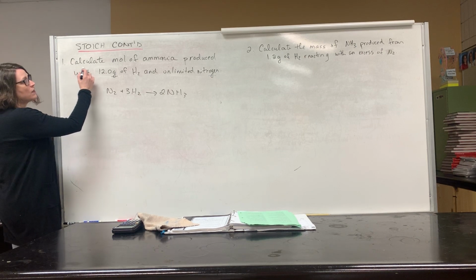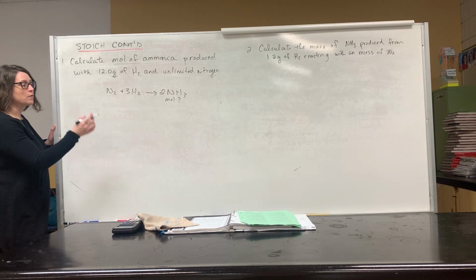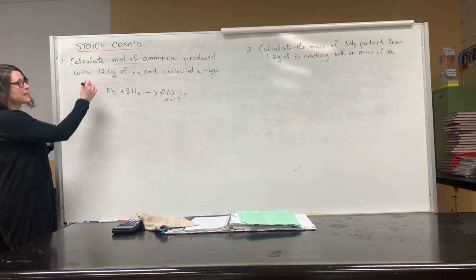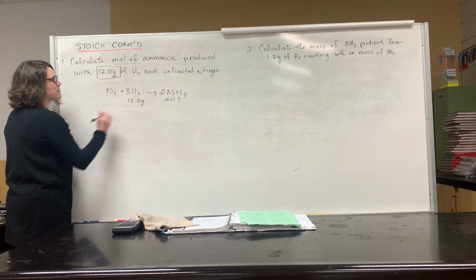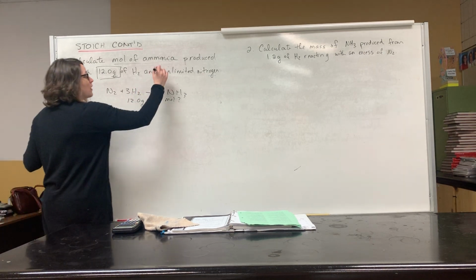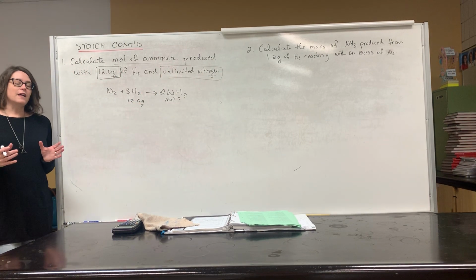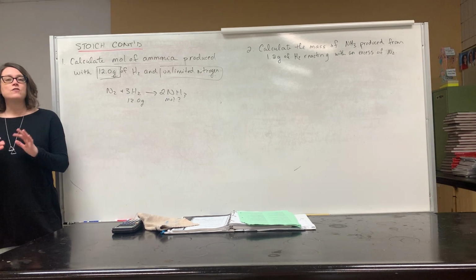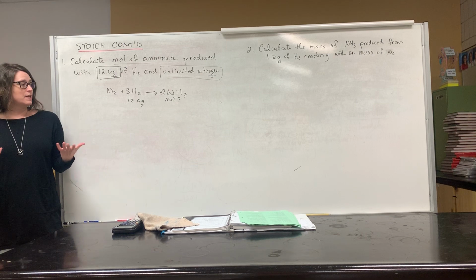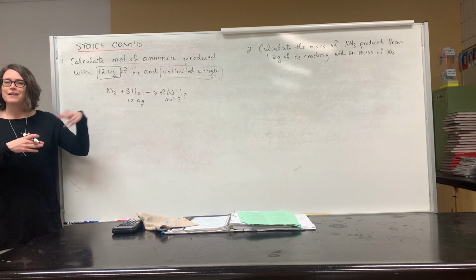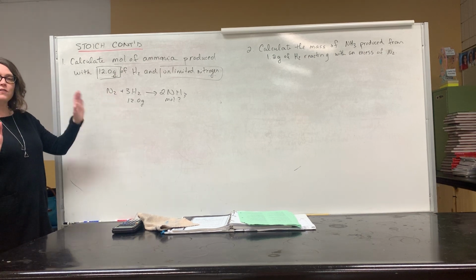So right away, calculate the moles of ammonia. So moles of ammonia is what you're looking for, moles question mark there. It tells you that you've got 12 grams of H2, so 12.0 grams here. Now the other part, you've got unlimited nitrogen. What that means is that you've got as much nitrogen as you need to make this reaction move forward. So you don't need to worry about the nitrogen. Basically, it just means you can just ignore it. It's not going to be part of the question. You've got enough of it, so you don't need to worry about it.